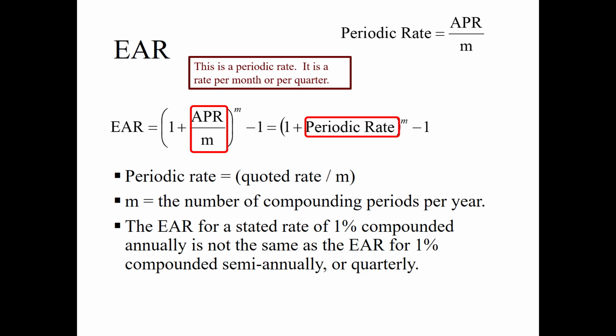So if we look at the substitution in these two equations, we'll see that APR divided by our number of compounding periods per year is equal to our periodic rate. And we'll see it in our calculations. But the EAR for a quoted rate of 1% that's compounded annually is not the same as the effective annual rate for 1% compounded semi-annually or quarterly or monthly or any other time period.